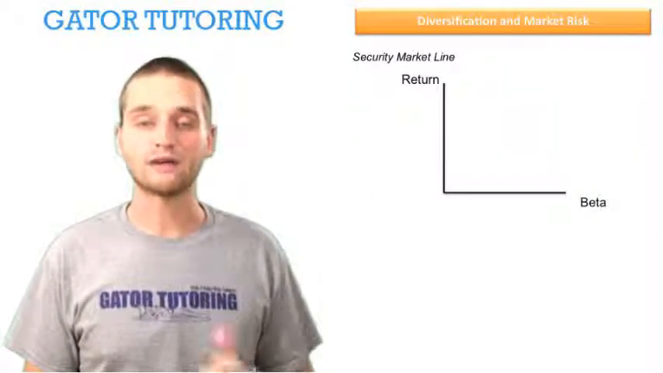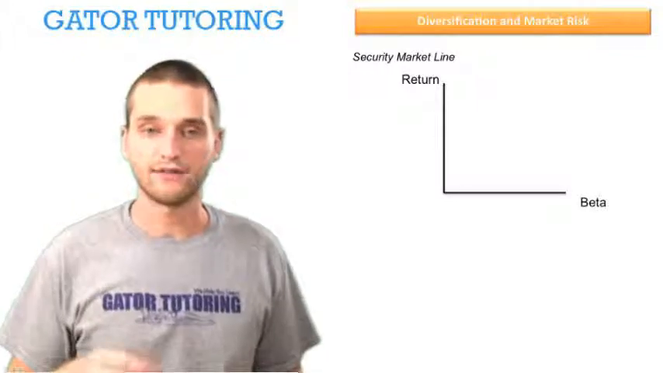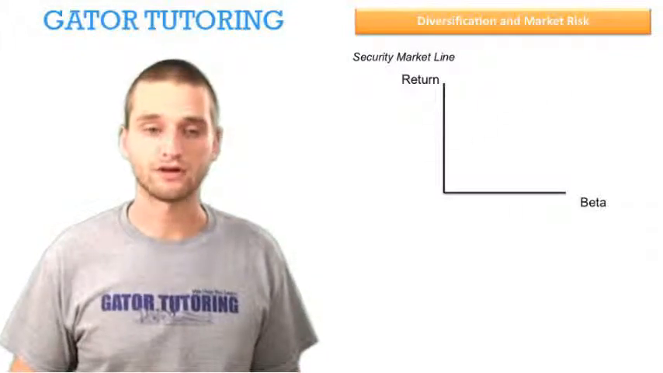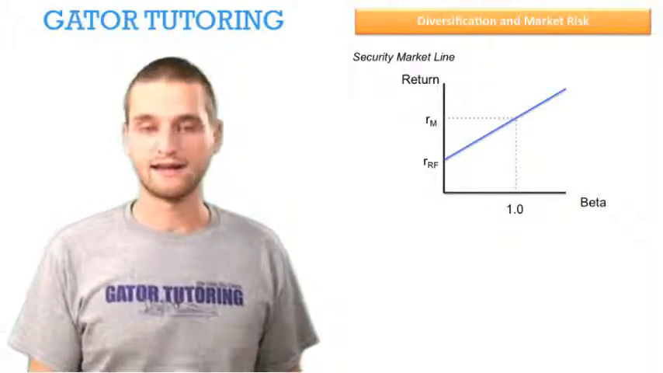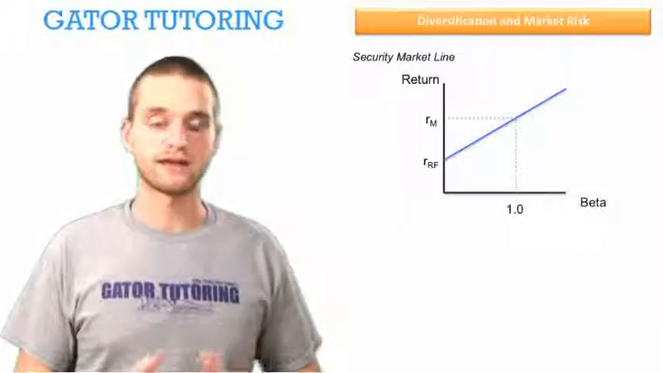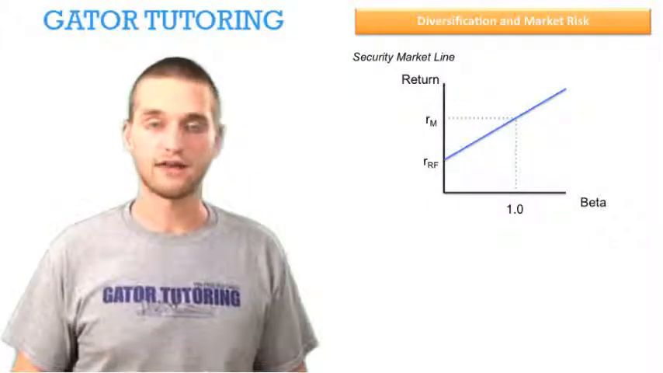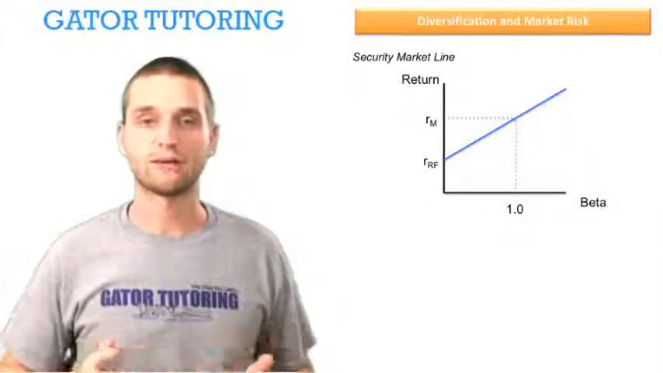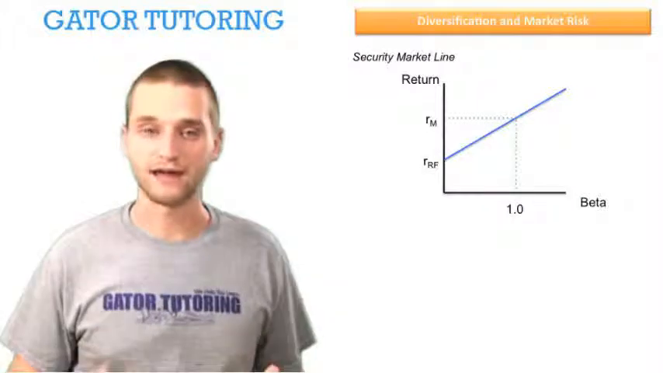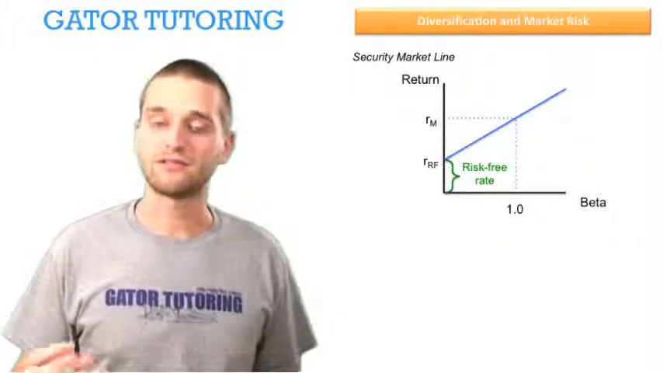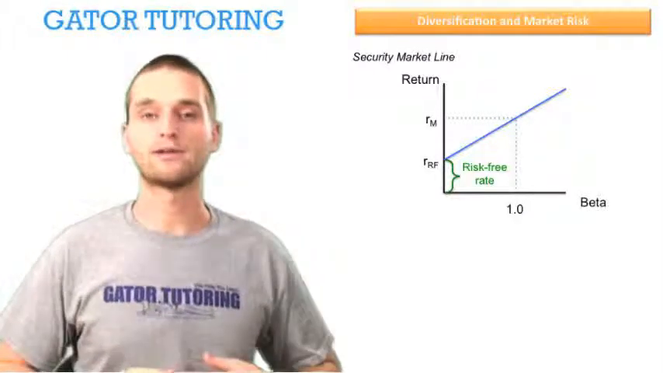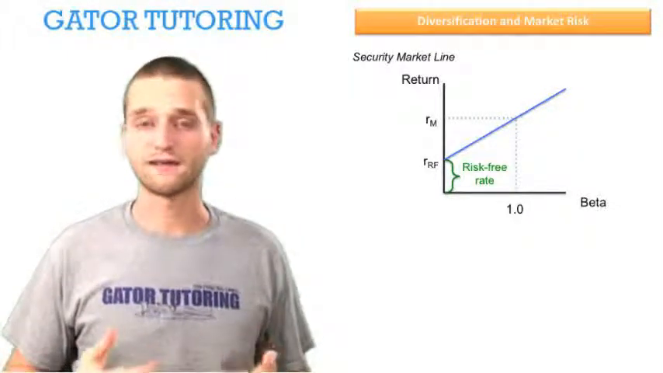On the y-axis, we have the required rate of return, and on the x-axis, we have the beta of the security. So here we see the security market line, and at a beta of 1, that's when we get the return on the market, because any security that has a beta of 1 gives us the same required rate of return the overall market has. This component is the risk-free rate. So basically, if you had a beta of 0, that would represent a risk-free security, again, like a treasury bond.